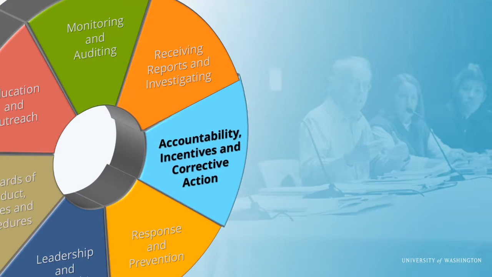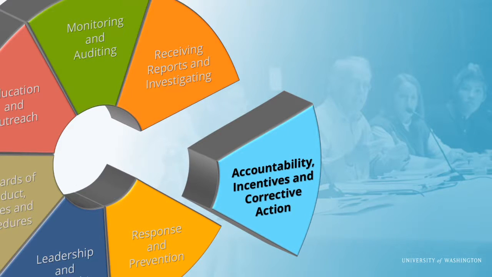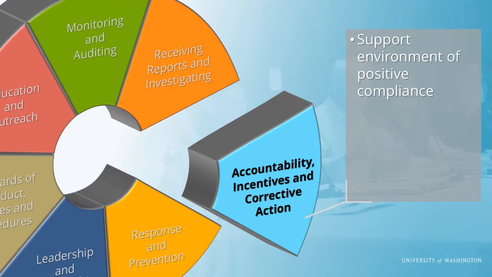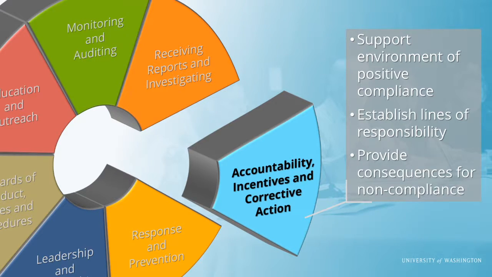The 6th element is accountability, incentives, and corrective action. These help an institution to support and encourage an environment of positive compliance with laws and regulations, establish appropriate lines of responsibility that connect an institution's leadership with faculty, staff, and students, and provide clear and consistent consequences for non-compliance.